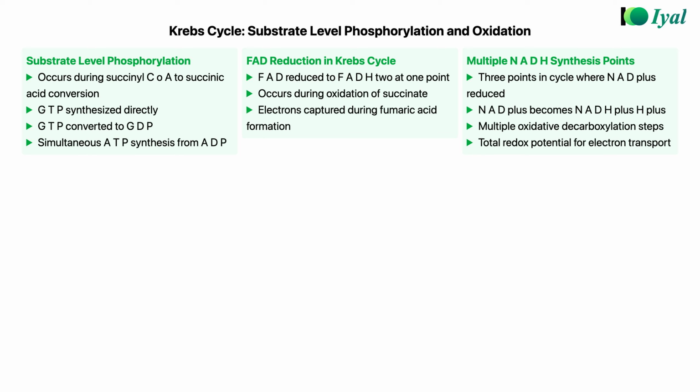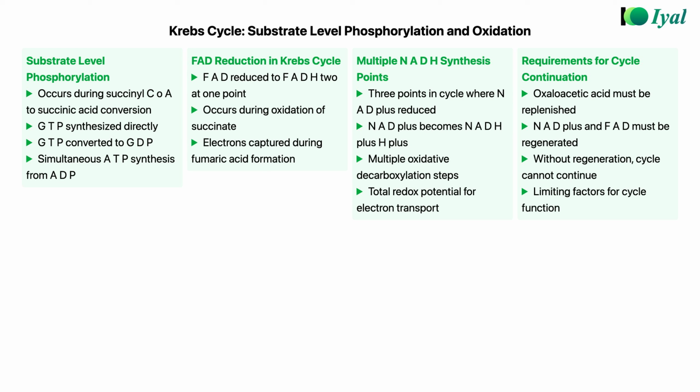And NADH formation: 3 places in the cycle where NAD+ is reduced to NADH. So you have multiple NADH molecules generated, each one an electron carrier, each one ready to donate electrons to electron transport and make ATP. So from one turn of the Krebs cycle, we get 3 NADH, 1 FADH2 and 1 ATP directly. Now here is crucial for the cycle to keep turning. What is needed?